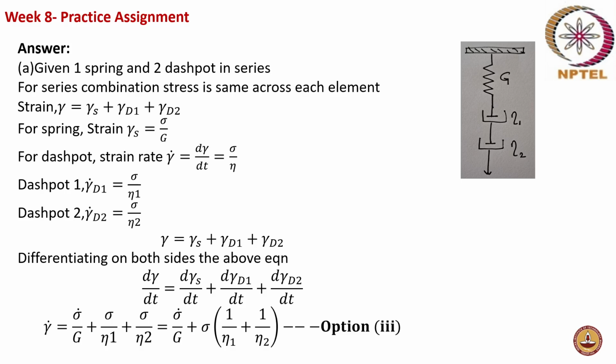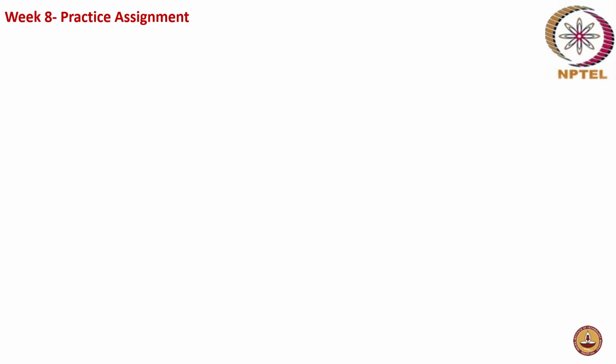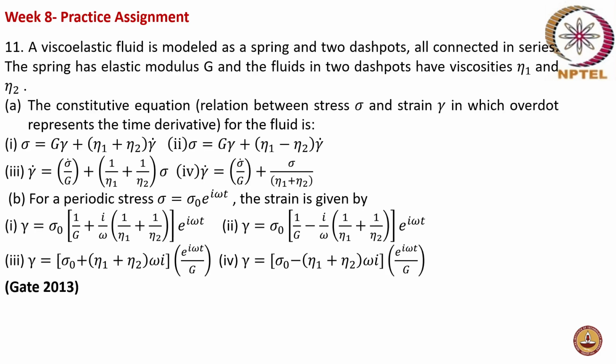For the viscoelastic fluid, you could see option 3: γ dot is equal to σ dot by G plus σ by η1 plus η2.